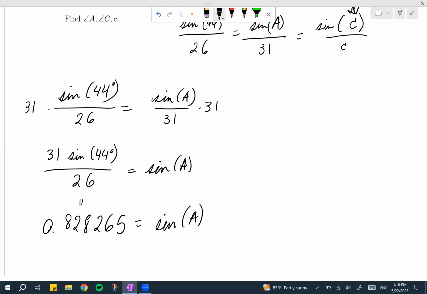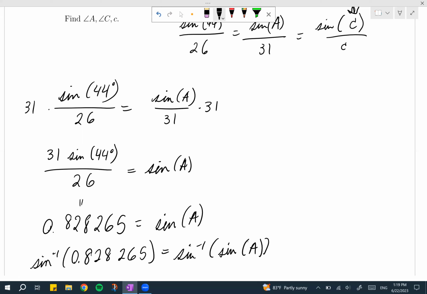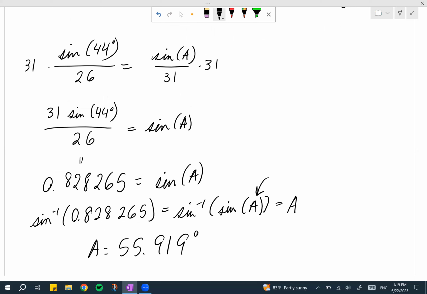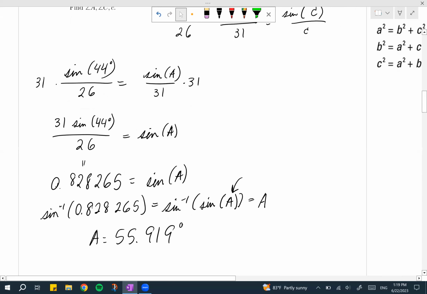Now I'm going to take the inverse sine of both sides. So I'm going to take sine inverse of 0.828265 is equal to sine inverse of sine of A. Sine inverse sine is going to just give me back this inside stuff, which is A. So whenever I do this, sine inverse of my stuff, I get that my big A is 55.919 degrees.